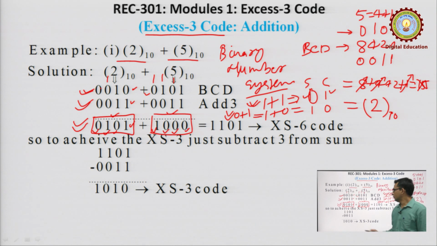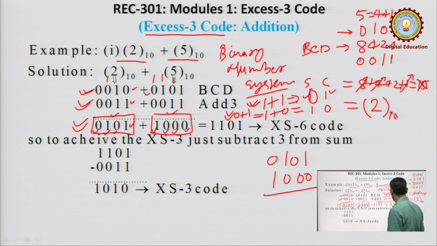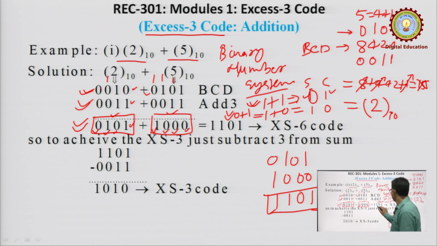Okay. So, when we add these two numbers, the numbers are 0 1 0 1 and 1 0 0 0. So, we will add these. 1 plus 0 is equal to 1, 0 plus 0 is equal to 0, 1 plus 0 is equal to 1 and 0 plus 1 is equal to 1. So, this is the code we get after adding the Excess-3 codes of 2 and 5, but this is not the final answer.